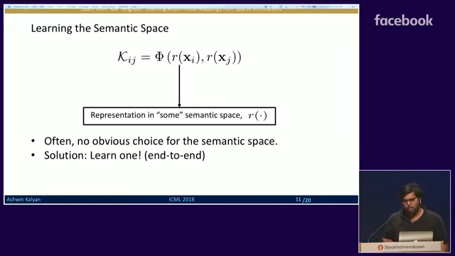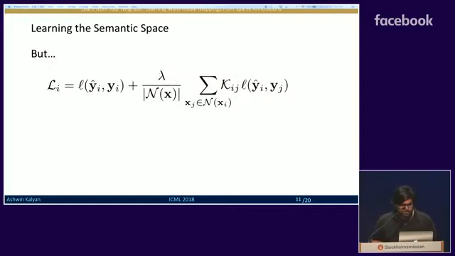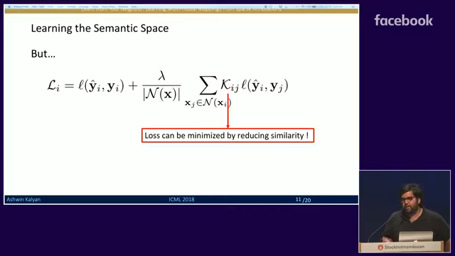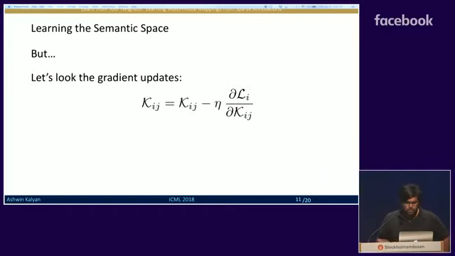The solution that we offer is that you can learn this end-to-end. But there's a hitch. So this is the objective. If I'm also learning my representation space, it means that kij, the similarity, can also be tweaked. So note this, I can set kij to 0 and trivially minimize this objective. In other words, let us look at the gradients. This is how the parameter update for kij would work.